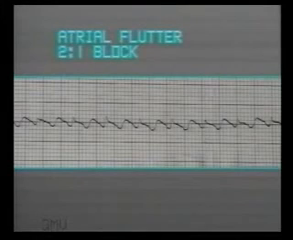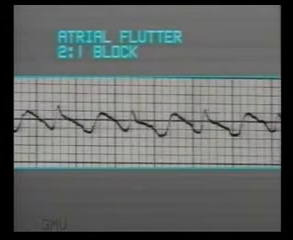Coming to other causes for tachycardia, this is atrial flutter with 2 to 1 block. Note the sawtooth appearance of the flutter waves and QRS complexes on alternate waves. Since the flutter rate is around 300 per minute, ventricular rate is about 150 per minute. Atrial flutter with 2 to 1 block.